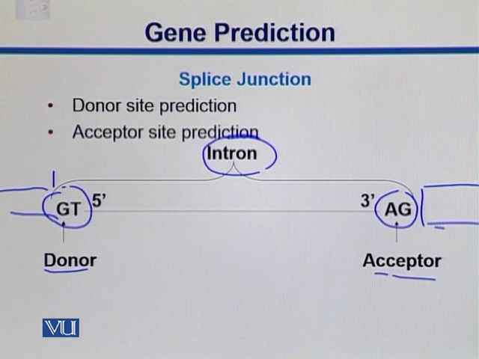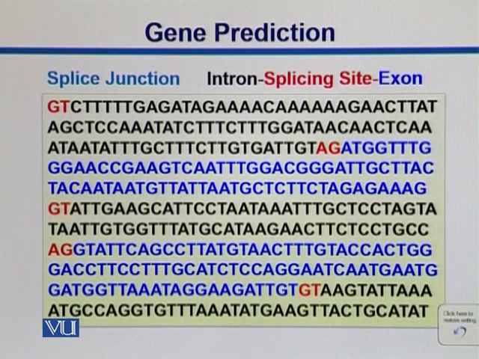They are called the donor site and acceptor site. The prediction of these donor and acceptor sites is also important in gene prediction. Here is how it looks in the actual sequence.